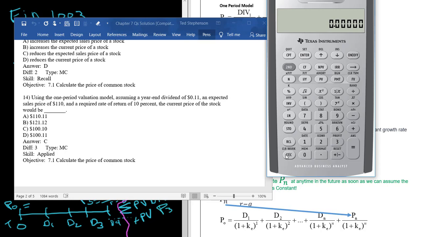So we're just doing a present value calculation, and the dividend, D1, is 11 cents, and the P1 is $110. So we're going to add the two together, $110 plus 11 cents. This gives us $110.11. And we're going to divide by 1.1. Present value equals future value divided by 1 plus r to the n. 1 plus r in this case is 1.1. So I'm just going to divide by 1.1, and the correct answer is $100.10. So the correct answer is C, okay?